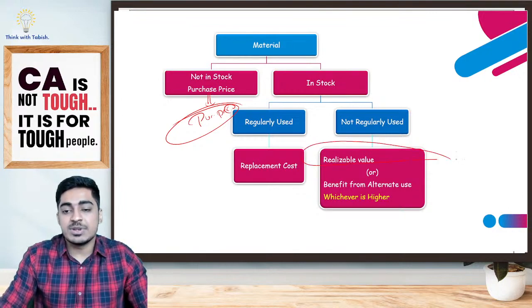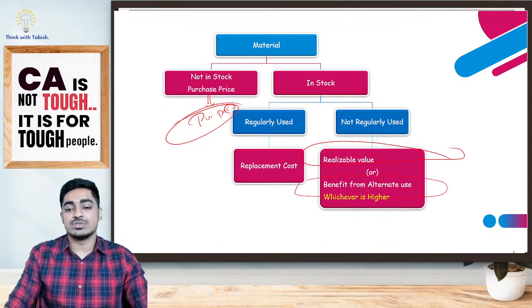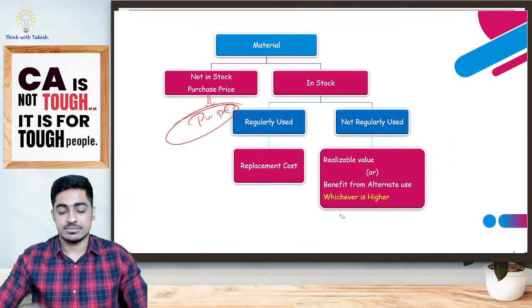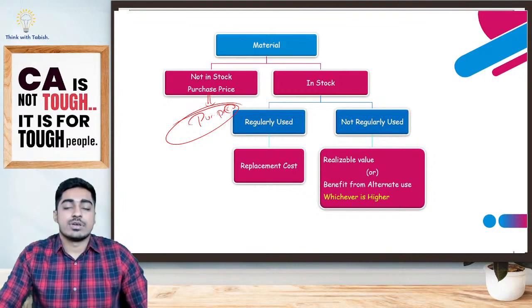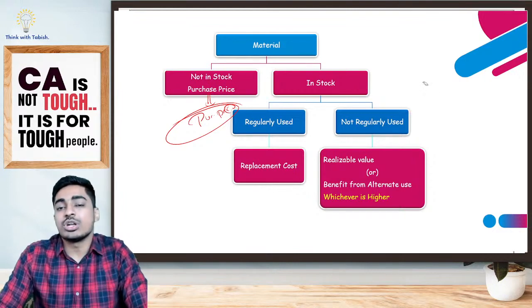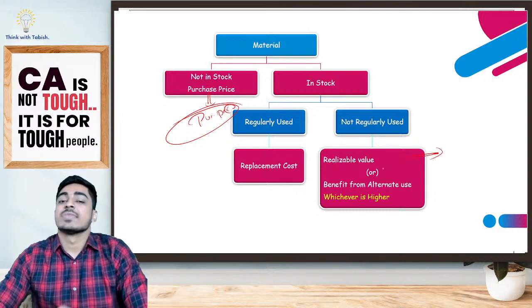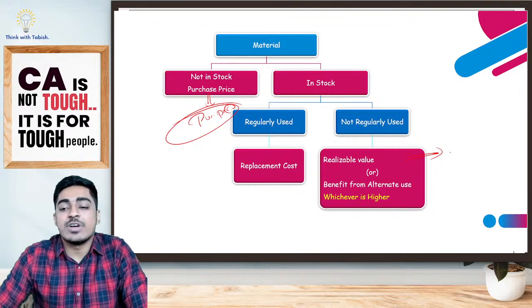Okay, realizable value is one thing, but we also have the benefit from alternate use, whichever is higher. What is it? Let us try to understand. I purchased the pen drive, and there was no use at all. So the employee made a plan: he asked the scrap dealer how much the scrap value is. He told him the scrap value is 200.